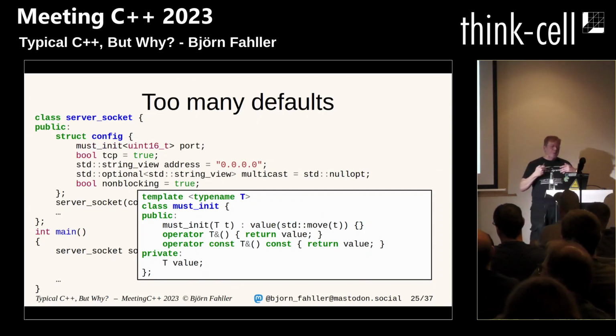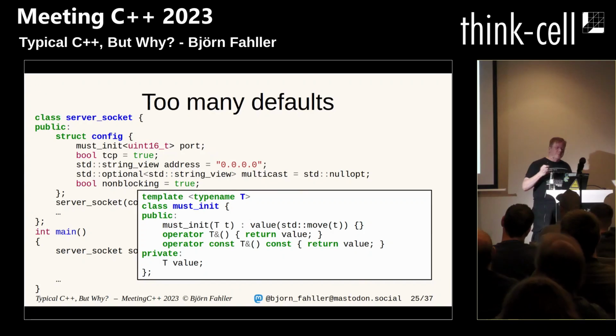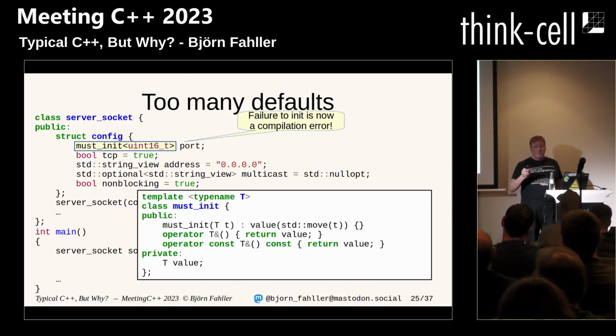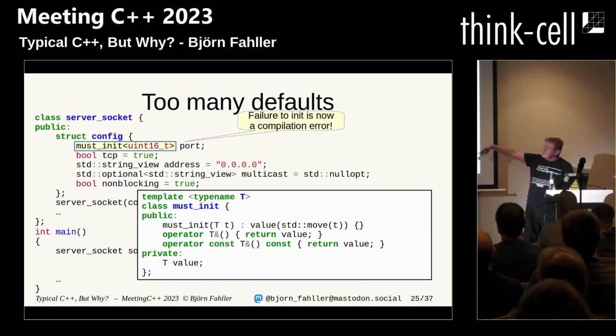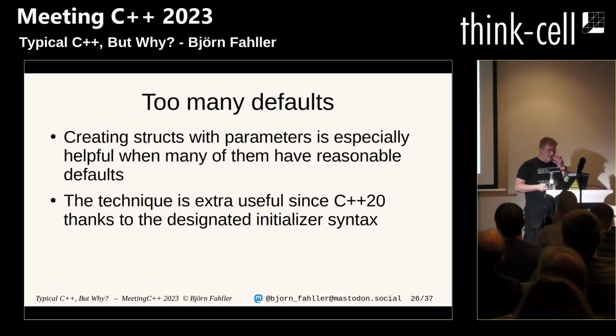So with this, if we change our struct now to have a must_init uint16_t for port, it is a compilation error to not give it a value, which saves some head scratching and debugging time. So use this. Feel free to use this example in your code.